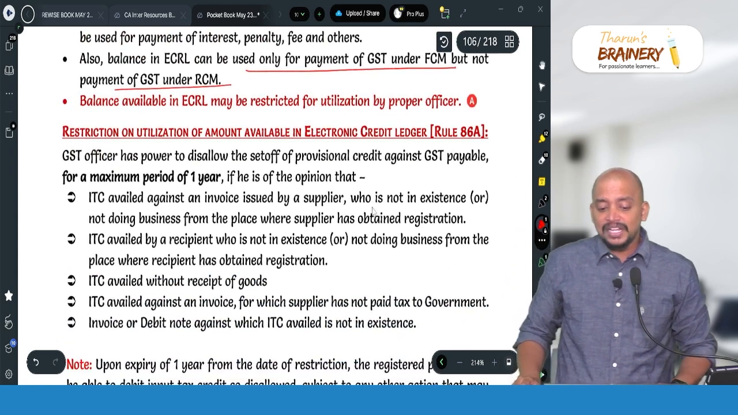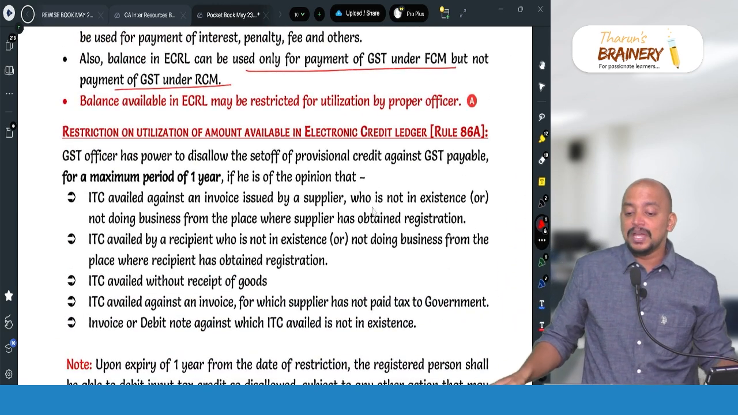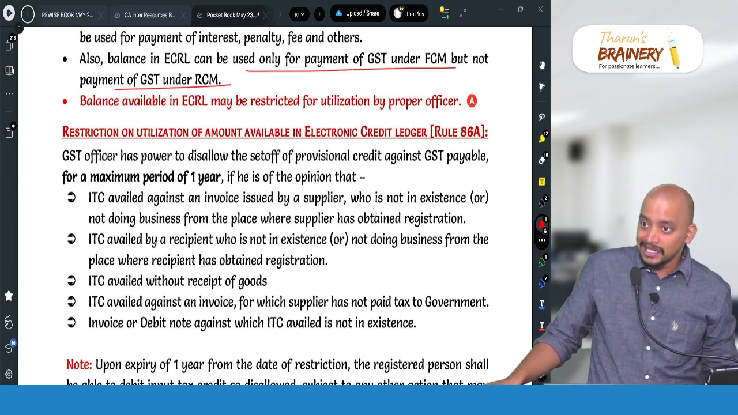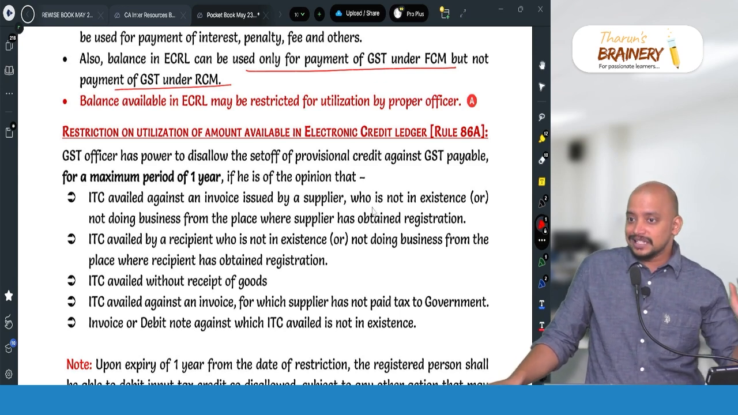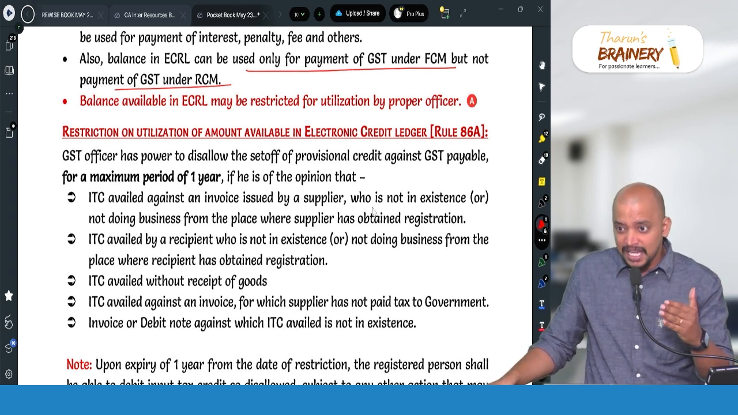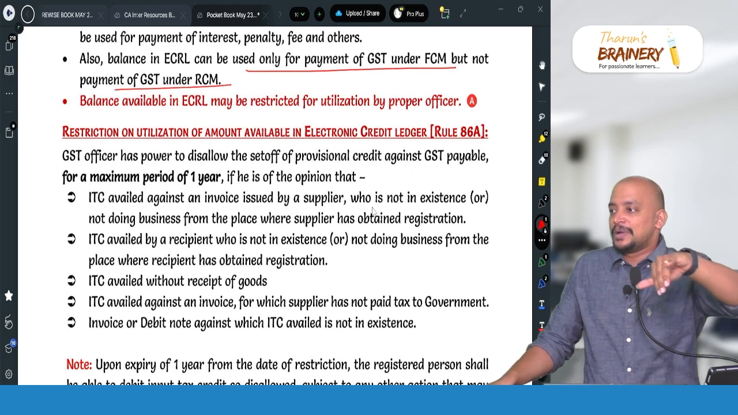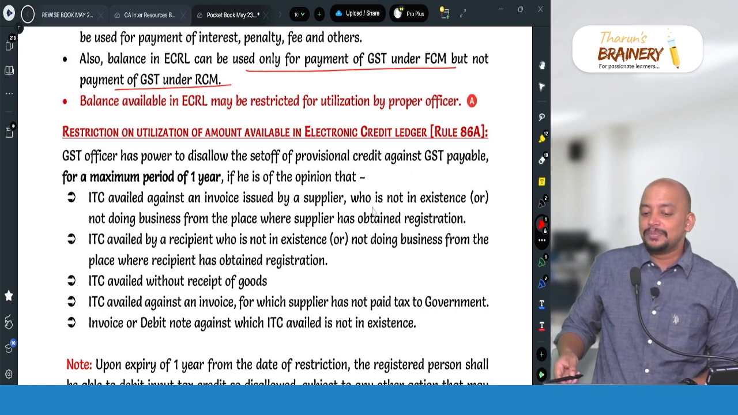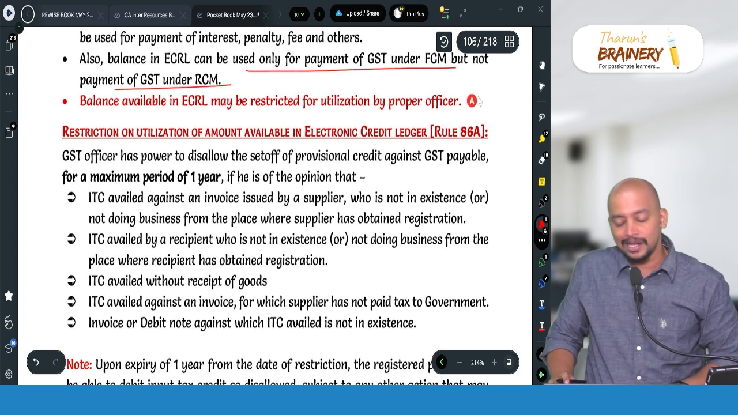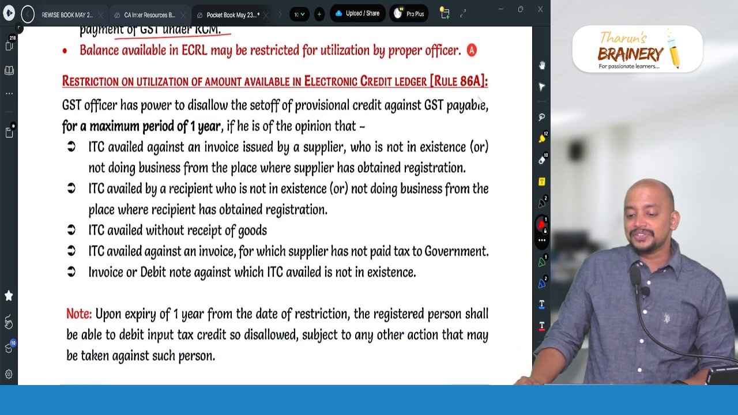And balance available in the electronic credit ledger may be restricted for utilization by the proper officer. Accordingly, we have rule 86A and 86B. First they gave 86A, 86B, then in the section they are making the amendment that balance available in credit ledger may be restricted for utilization by proper officer. Okay. And what is that restriction?